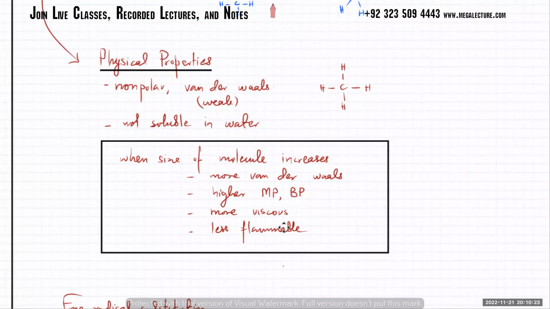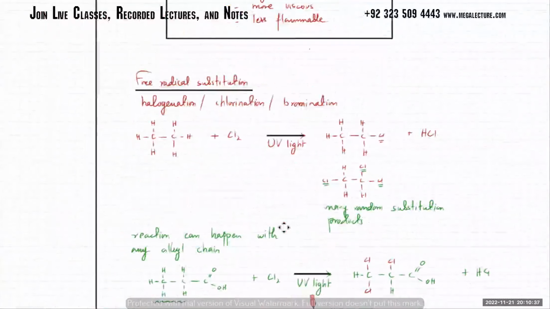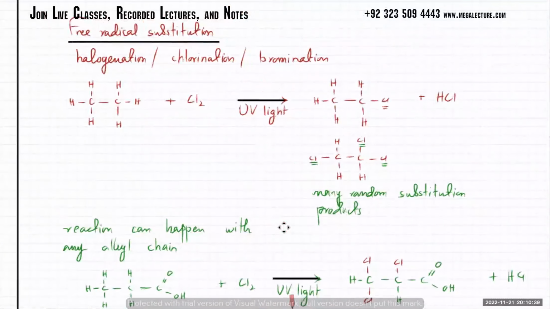The molecule is going to be very unreactive as well. It's going to be very stable, hardly any reactions, apart from basic combustion reactions. So there was one reaction which we called free radical substitution or simply substitution. That was a reaction with chlorine.